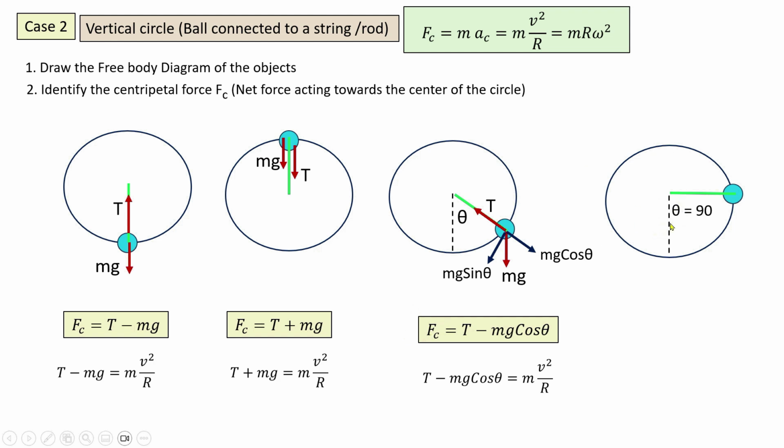Now in case number 4, where the angle is 90 degrees, all we need to do is put theta equal to 90 in this equation. So cos 90 is equal to 0, which means the centripetal force will be T only. So in the last case, where mg is acting downwards and the direction of tension is towards the left hand side, since the angle is 90 degrees, cos 90, remember, is 0. So we can say the centripetal force will be equal to T, and T can be written as mv squared by r. And these are the 4 cases of vertical circle which we have to consider.